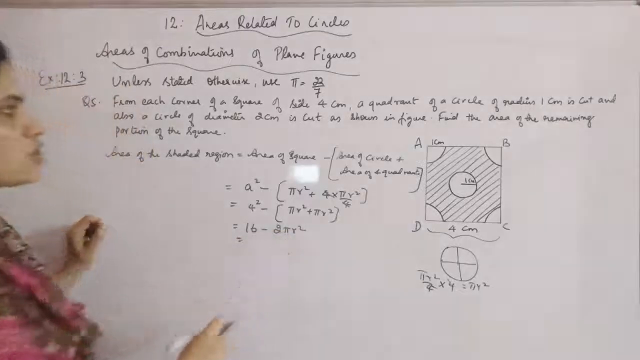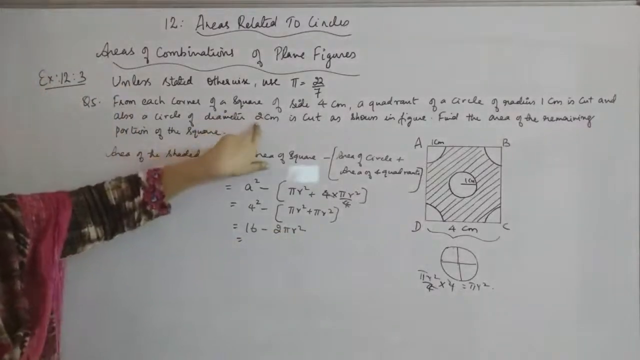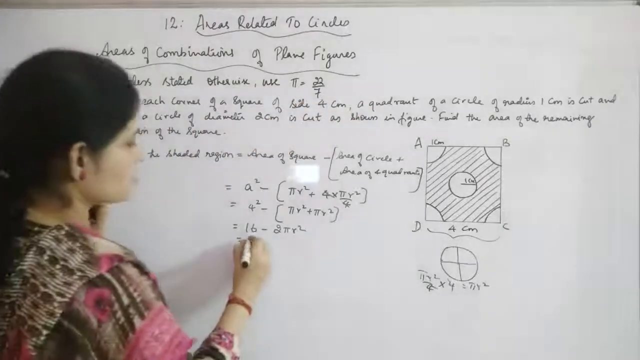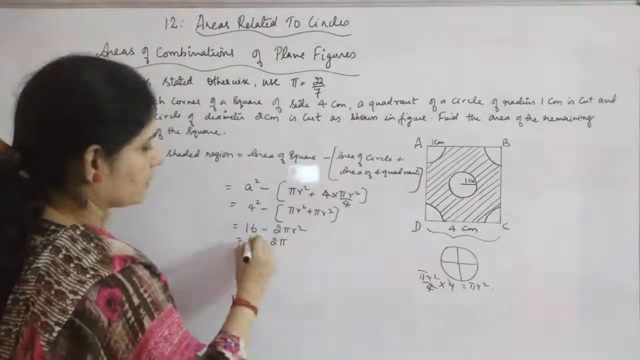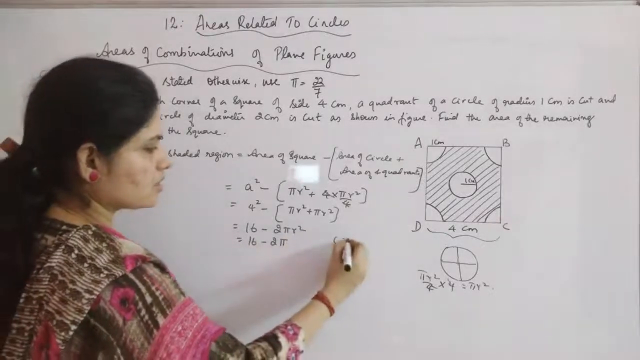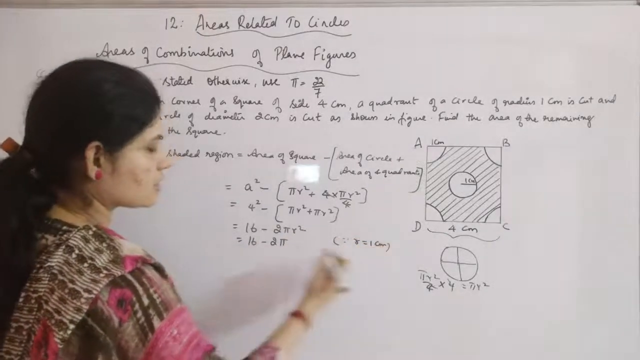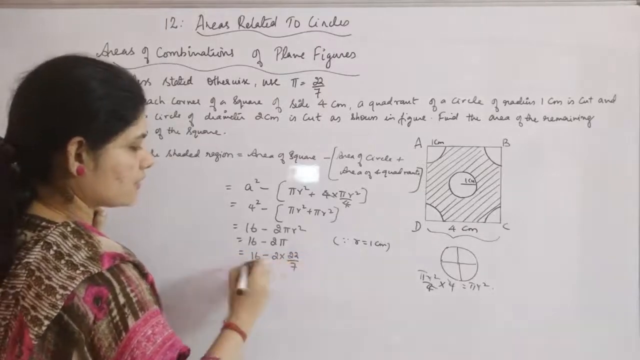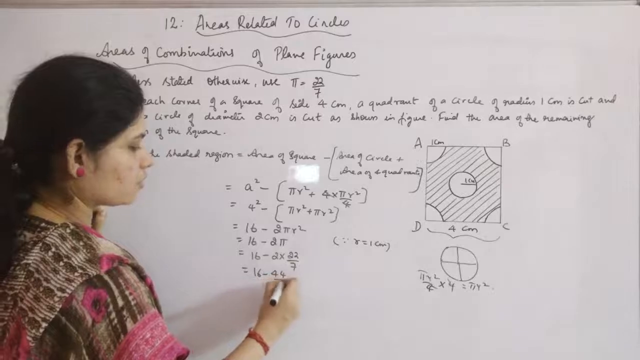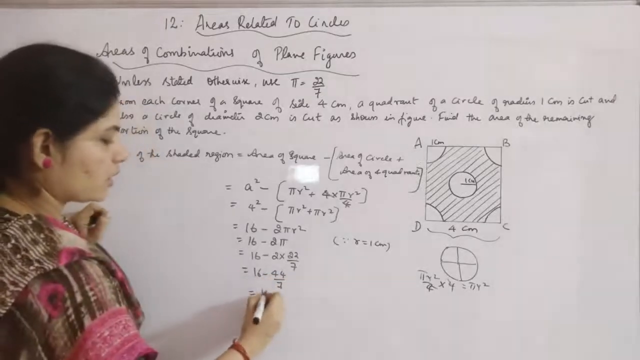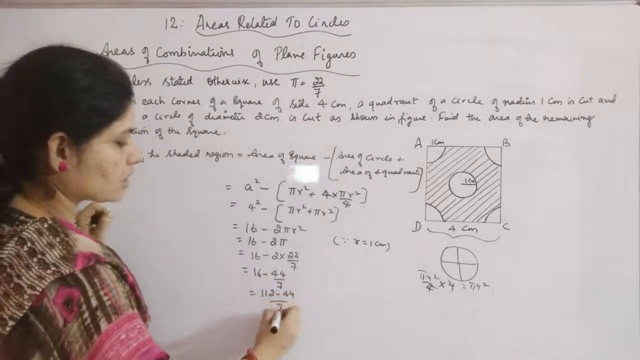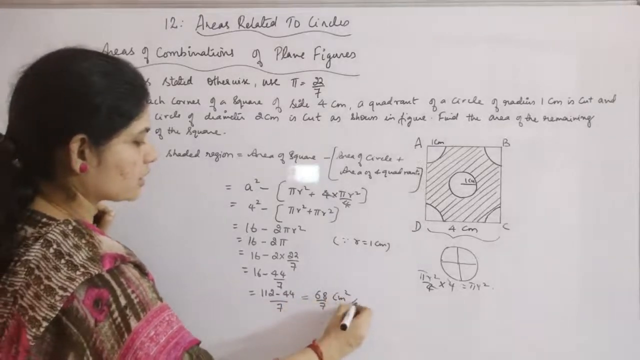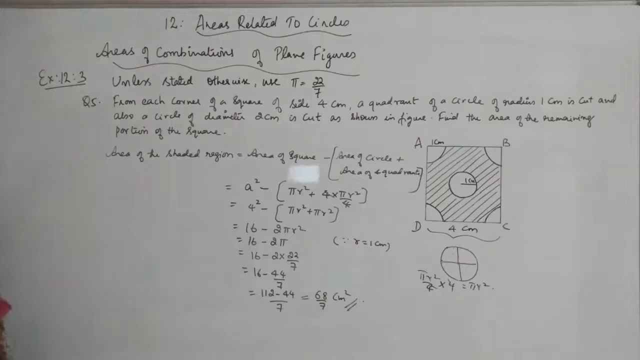Now what is r given to be? r is 1, diameter is 2, or you can take the other thing, there also you have radius as 1 centimeter. So 16 minus 2 pi into 1 square, since r is equal to 1 centimeter. That is 16 minus 2 into 22 by 7, which is 16 minus 44 by 7, which is 112 minus 44 by 7, or you will get 68 by 7 centimeter squares as the area of the shaded region.